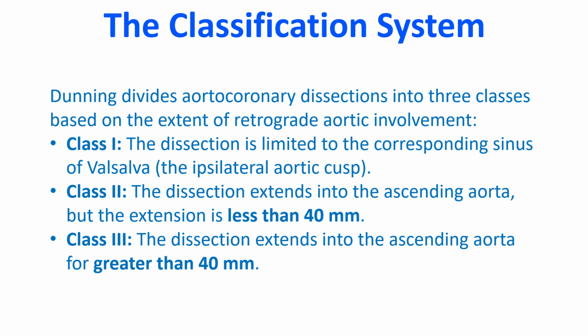The classification divides aortocoronary dissections into three classes based on the extent of retrograde aortic involvement. Class 1, the dissection is limited to the corresponding sinus of Valsalva, the ipsilateral aortic cusp. Class 2, the dissection extends into the ascending aorta, but the extension is less than 40 mm. Class 3, the dissection extends into the ascending aorta for greater than 40 mm.